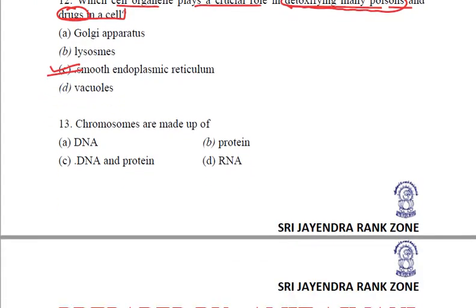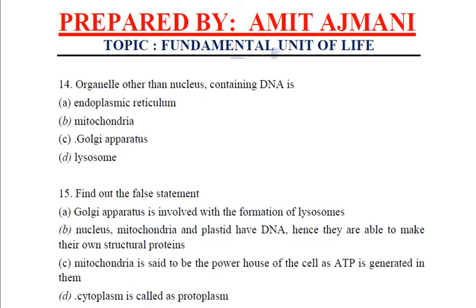Question number 13. Chromosomes are made up of... Are they made up of DNA or protein, or DNA and protein both, or RNA? So do not get confused. Chromosomes are made up of both DNA as well as proteins. The genes are present there, and the body building design is present in the proteins which are present in chromosomes.